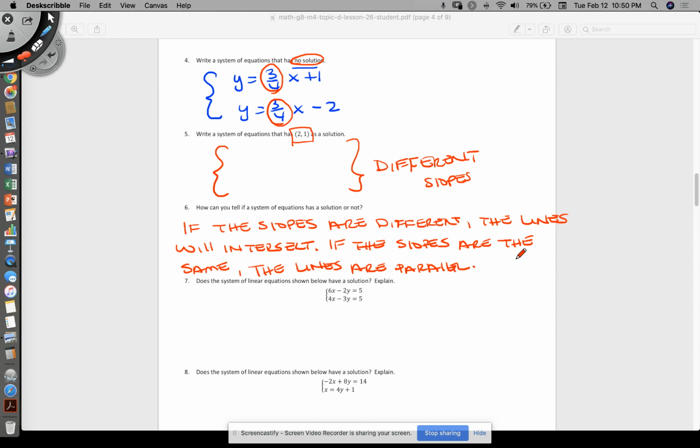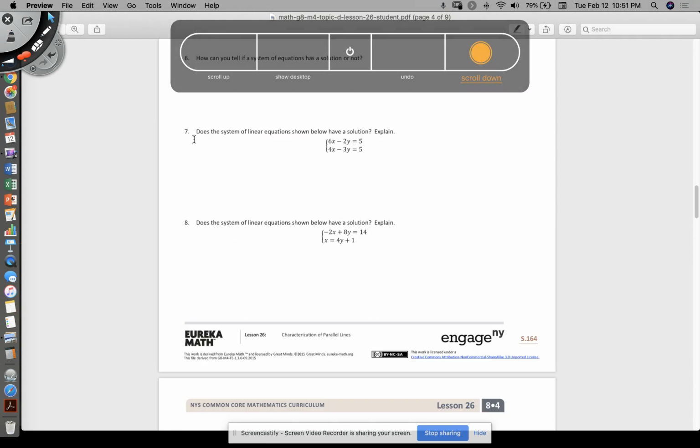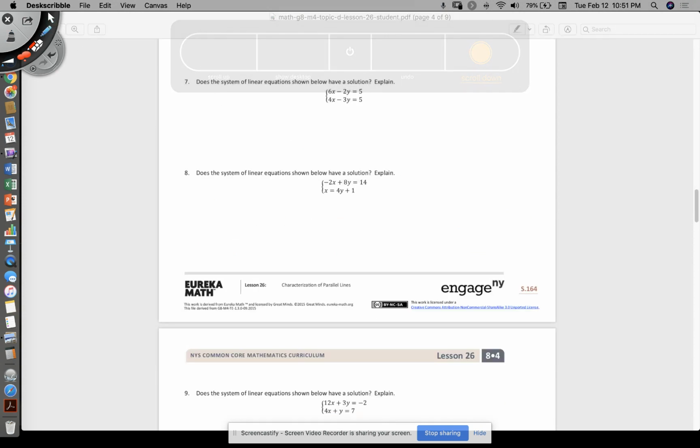Number 7, does the system of linear equations shown below have a solution? All right, let's find out. So I'm going to erase this real quick and pull it up. First, I want to make sure that they're in y equals mx plus b form, and as you notice, neither one of them are, so we need to fix that first. Now I want this y on this side, so I'm going to move that 6x by subtracting it from both sides.